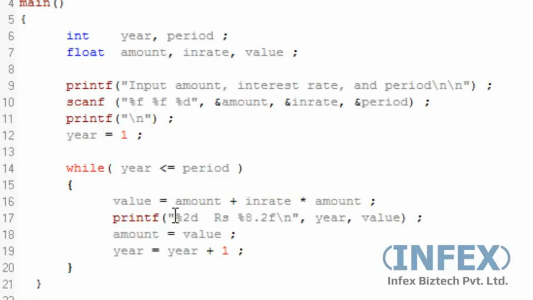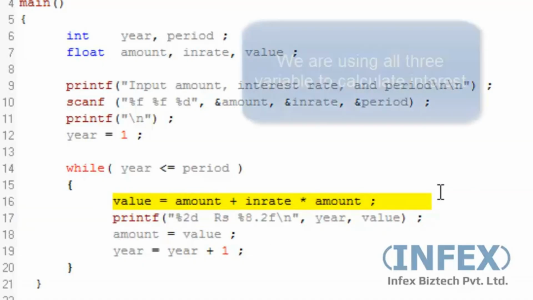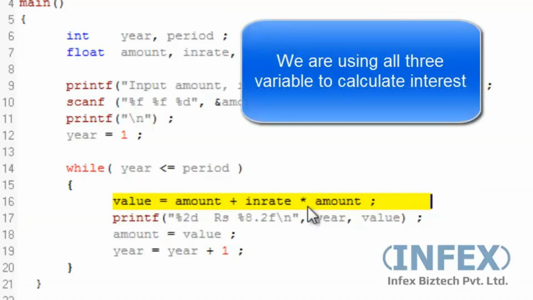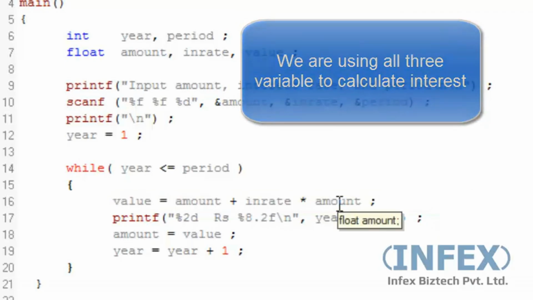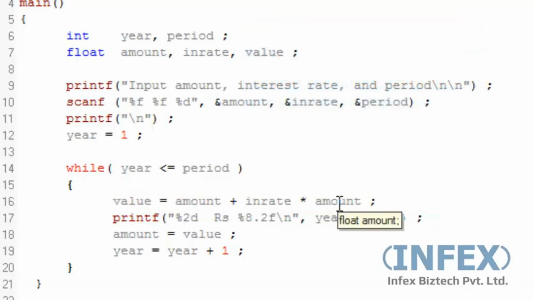Note that this is the formula for calculating interest: value is equal to amount plus inrate into amount. Inrate here is the interest rate, and amount is the base amount of which we want to calculate interest. This amount will change in the next year. Now let's run and see the output.